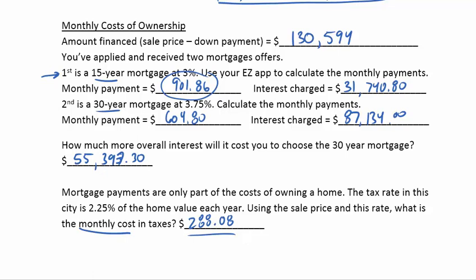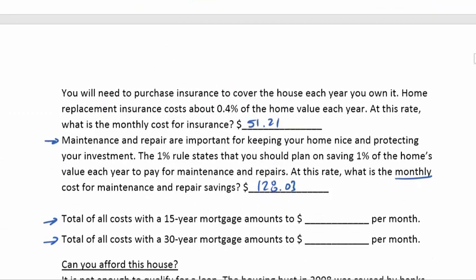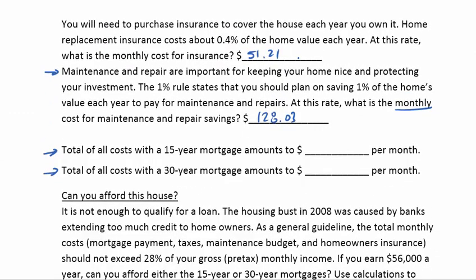Okay, and then I'm going to add to that insurance, which is $51.21, and then I'm going to add to that the savings to upkeep the house. So the total cost, if I get a 15-year mortgage, is going to be $1,369.18 per month.